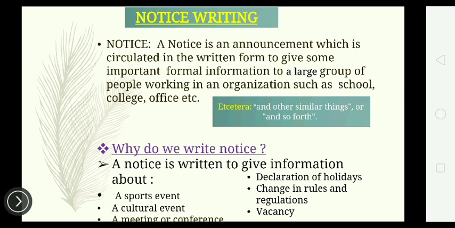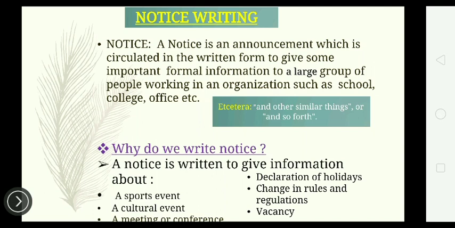So why do we write a notice? This is the question that comes: what is the need of writing a notice? A notice is written to give information about various things, like when a sports event or a cultural event is conducted, or giving information about a meeting or conference that is going to be held, or declaration of holidays, which is your best part, which you always keep waiting for, and change in rules and regulations. So if there is any change in the timetable or any kind of thing, that is also provided through a notice.